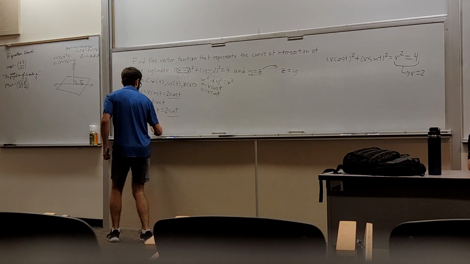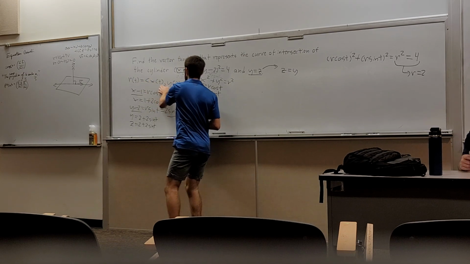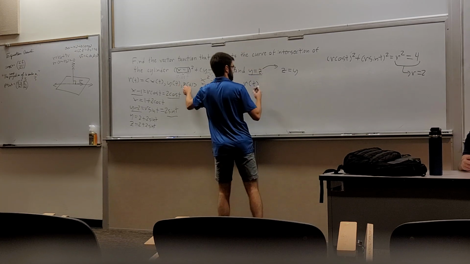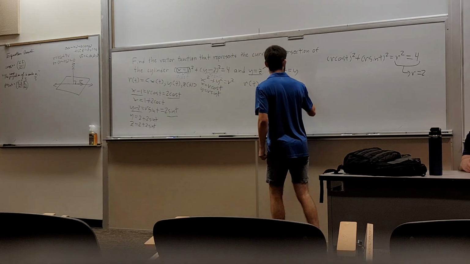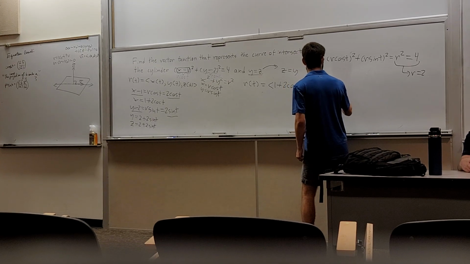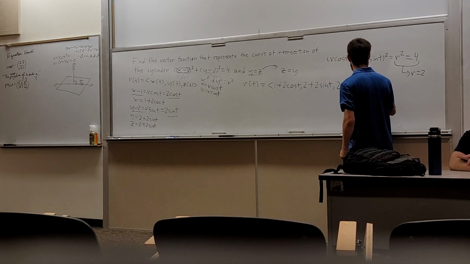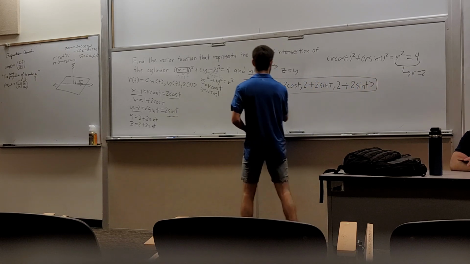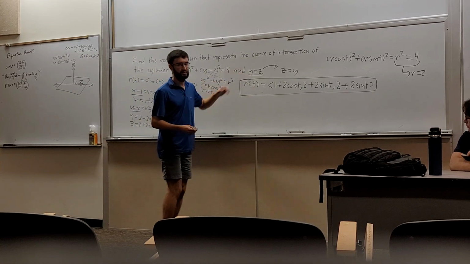Okay, so we don't have our answer yet because we have to write r of t in this form. So we'll write r of t as the vector containing x, y, and z. We'll have x, which is 1 plus 2 cosine t. Then y, which was 2 plus 2 sine t. And since z is equal to y, z will also be 2 plus 2 sine t. And so we get this. And that represents the intersection of this cylinder and the plane.